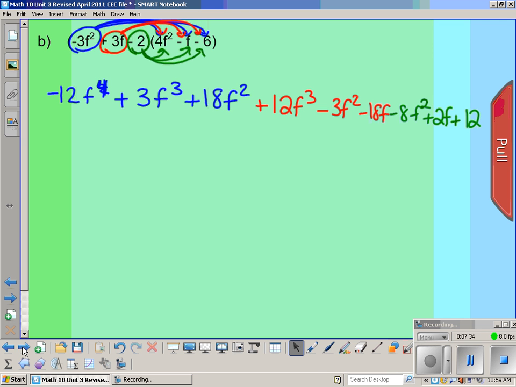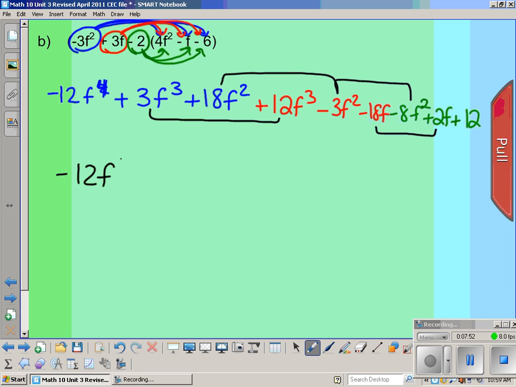Now we need to look for like terms. We have some f cubed. We have a bunch of f squared, and we have some f's. Working largest degree or largest exponent down, we start with our f to the 4th. We have negative 12f to the 4th.